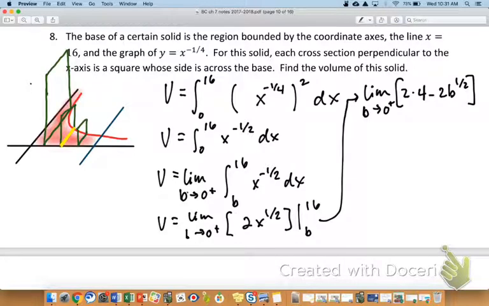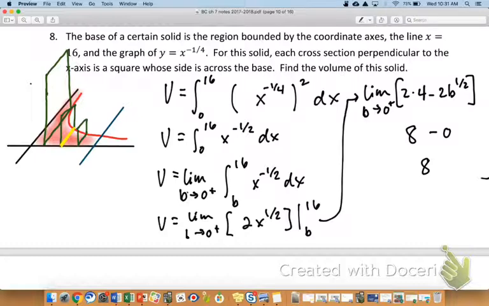So as we approach 0 from the right, what does 2b to the 1/2 do? Goes to 0. Heads towards 0. That's right. So we end up with 2 times 4 is 8. 8 minus 0 is 8. So this is one of those total conundrums of if the cross sections never stop, right?